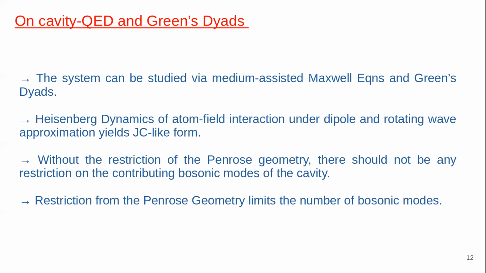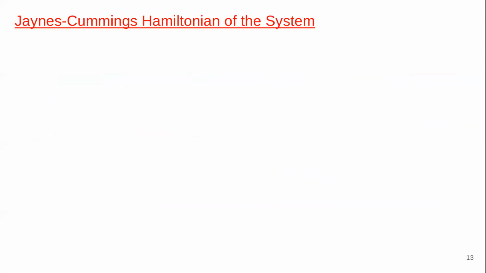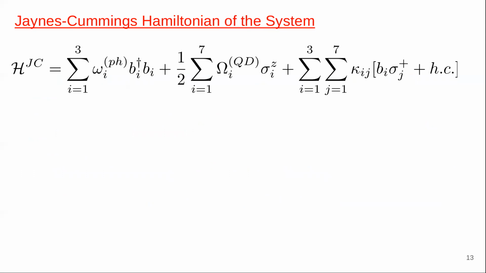So the 3 modes we used are sufficient to capture the main properties of the system. So with these three bosonic modes, we can write a general Jaynes-Cummings type Hamiltonian. Here we have the bosonic modes. We have then the individual contribution of the 7 quantum dots, and then the atom-light coupling here.